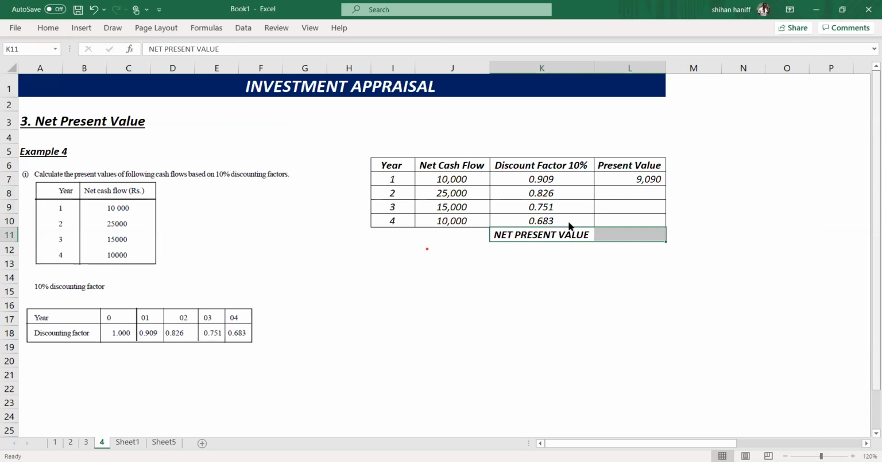You can use a basic calculator. They will provide the discount factor. You don't need to find it, the discount factor will be given. Therefore, it's very simple.